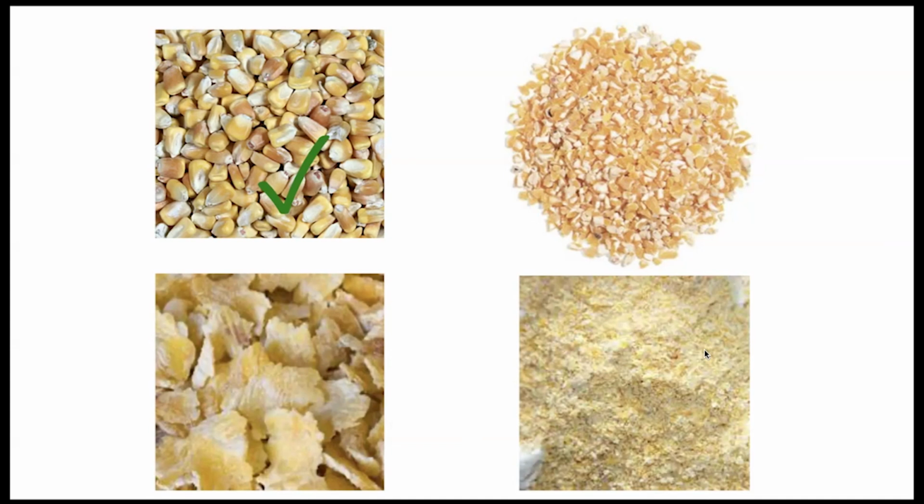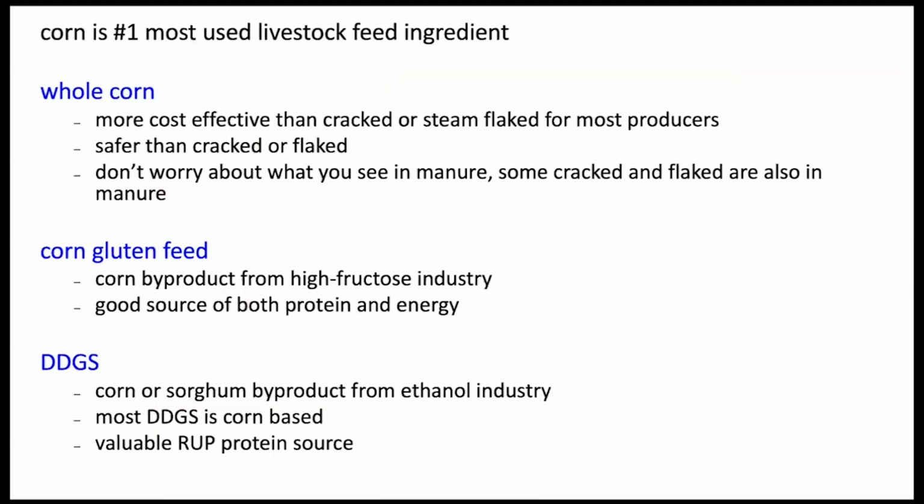From a rumen acidosis and a risk and safety standpoint, whole corn is going to be the safest. Cracked corn would come next, steam flake corn would come after that, ground corn would come last. But whole corn is what we're going to want to use in most situations. As I mentioned earlier, corn is the number one feed ingredient used in the livestock industry in the United States.